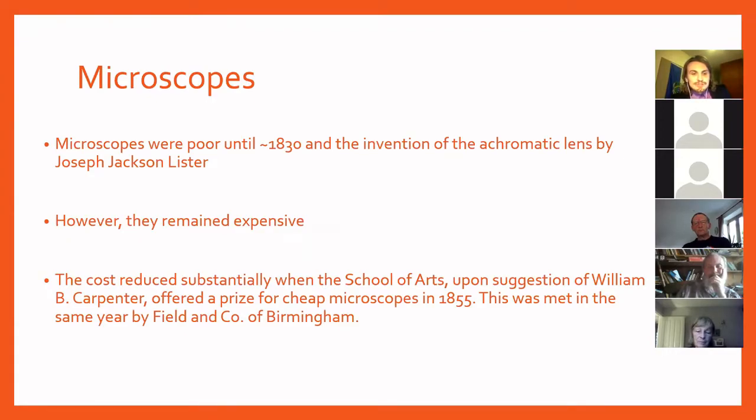The cost of microscopes actually reduced substantially in 1855. What happened is William B. Carpenter, quite a prominent Victorian science educator, said to the Society of Arts, let's offer a prize. Let's put this money out to make cheap microscopes. And it was two categories: cheap microscopes for individual use and cheap microscopes for schools.